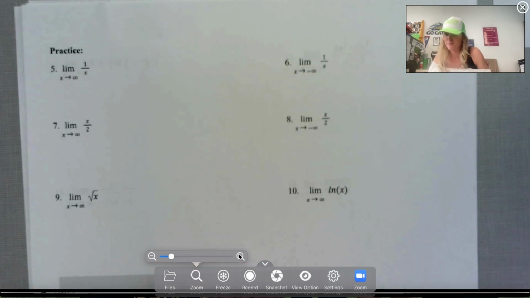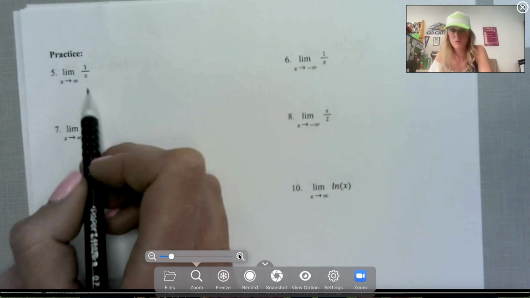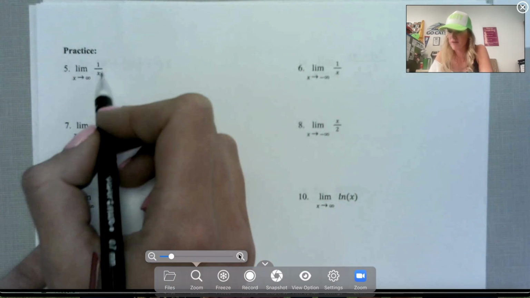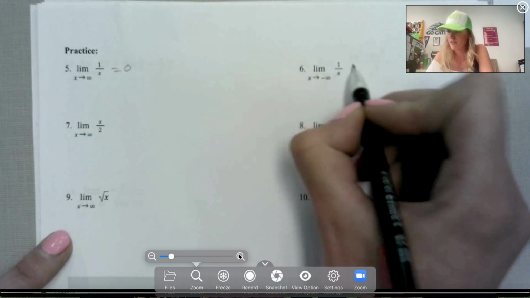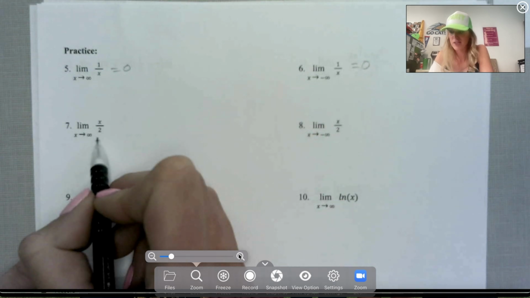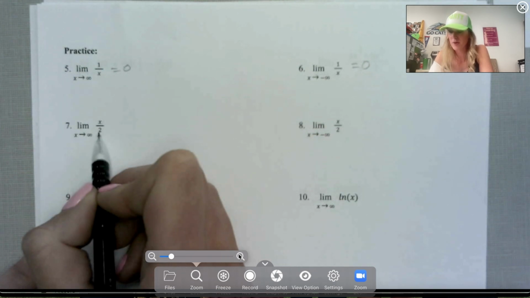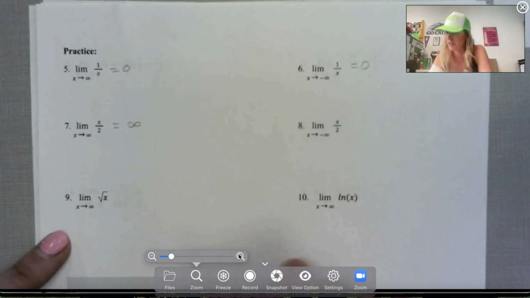Okay, so number 5, as x approaches infinity, this is the one we just talked about. So 1 over a very, very large number is just going to get closer and closer to 0 on both sides. Now if I have a very large number divided by 2, it is going to be very close to that very large number. It's going to become unbounded.